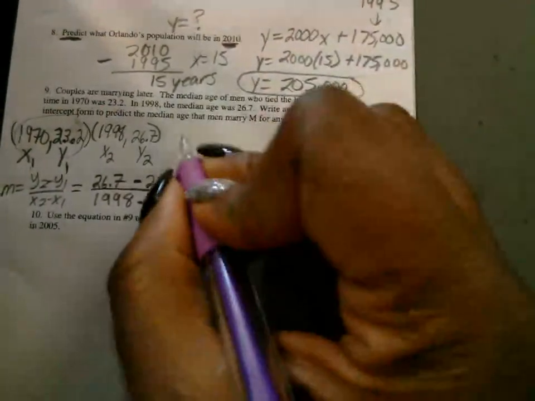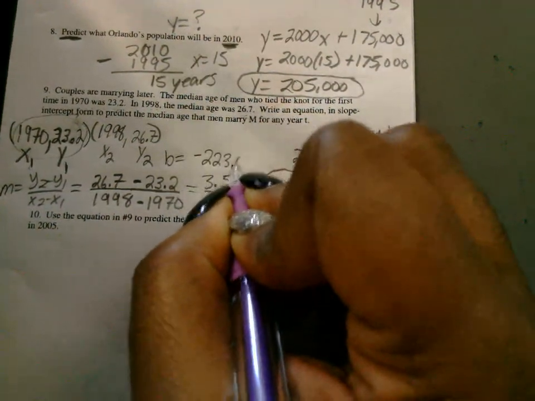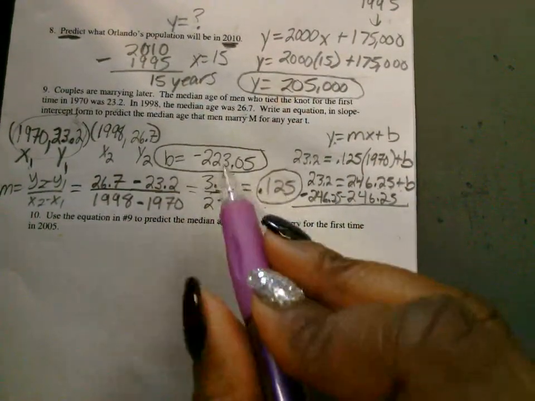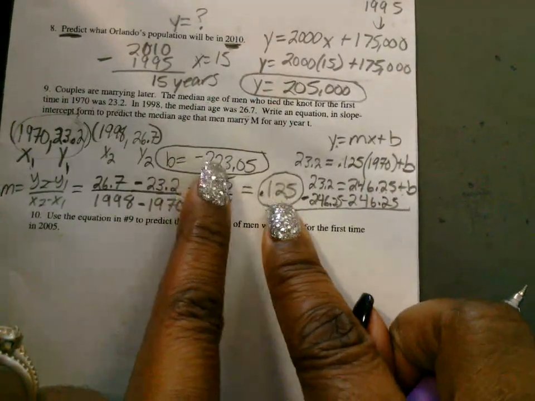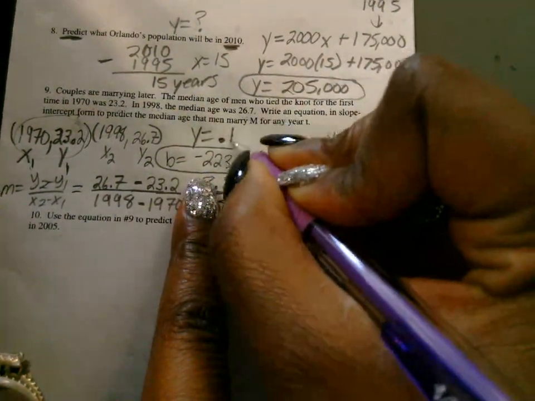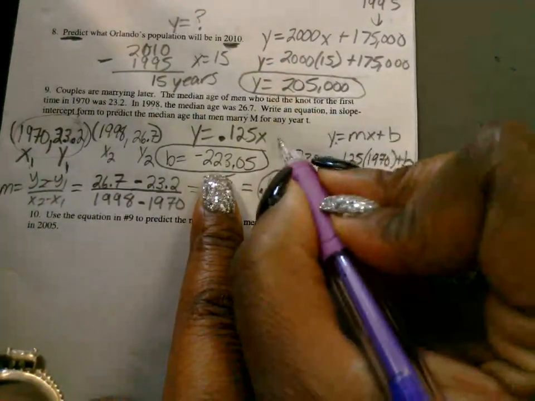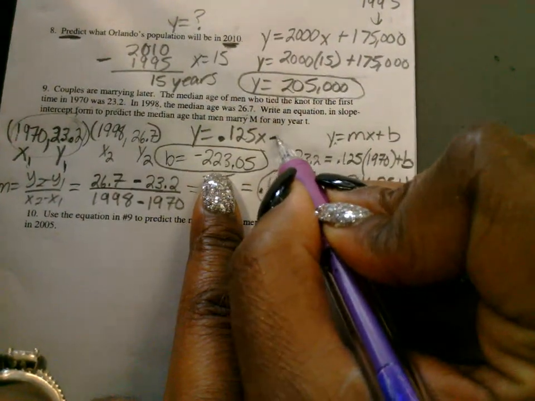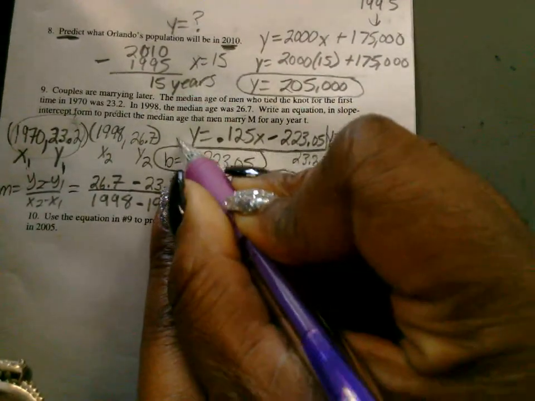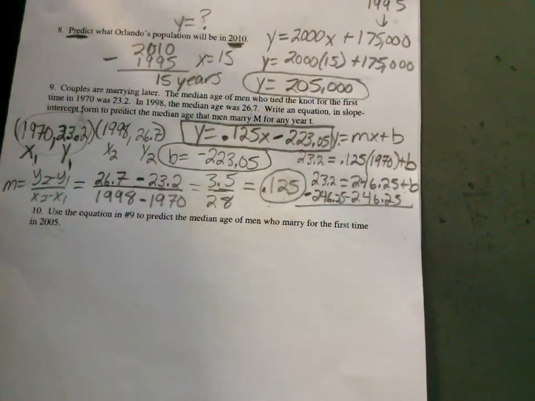That's what that's going to be. That's B. So B here is equal to negative 223.05. This is B and this is M. How do I write this as an equation if this is M and this is B? 0.125X minus 223.05. I'll pause for the calls, right?